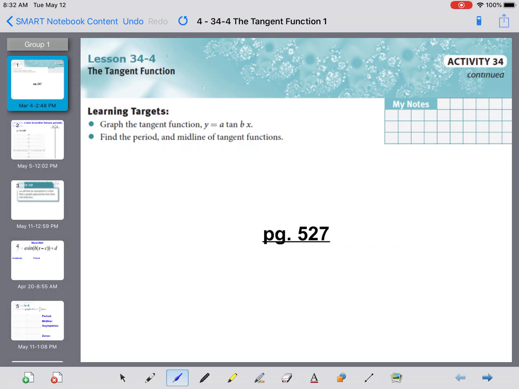Alright guys, here is video number 2. This is starting on page 527 and we are looking at the graph of now the tangent function.